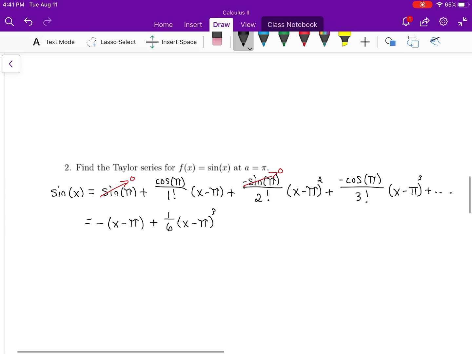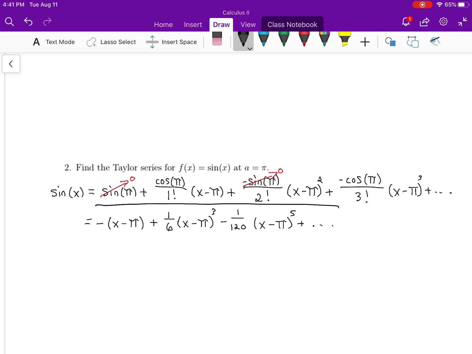And even though I didn't go far enough, I'm going to throw in the next term, which is going to be a -1 over 5 factorial. So that's going to be 120. And that will be x minus pi to the 5th. So the series is alternating between plus and minus. And that is our Taylor series expansion about pi for sine of x. Now, you could do some neat things with Taylor series.